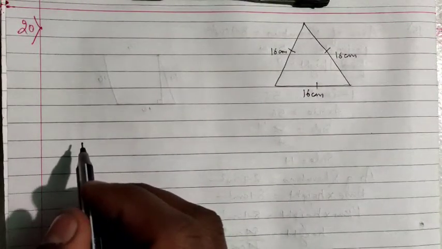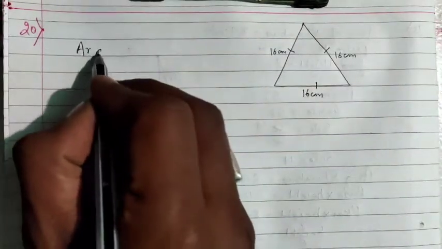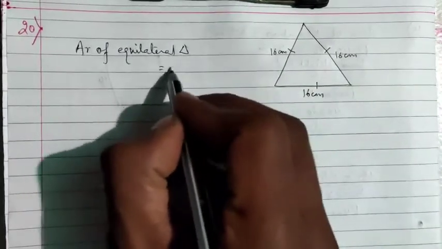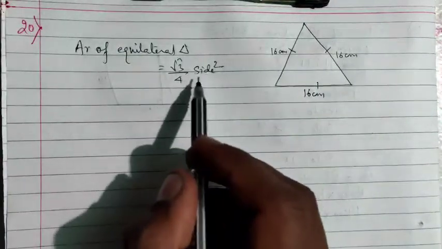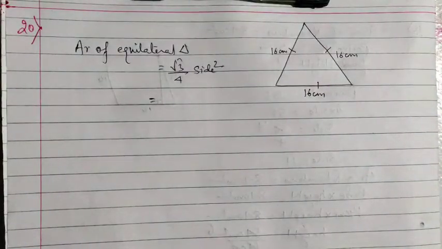Now there is a special formula for calculating the area of an equilateral triangle. Formula is area of equilateral triangle is equal to root 3 by 4 side square. Root 3 by 4 into side square. Here in the question it is given to use the value of root 3 as 1.73. We have to use 1.73 for the value of root 3. Now in place of root 3 we will use 1.73.